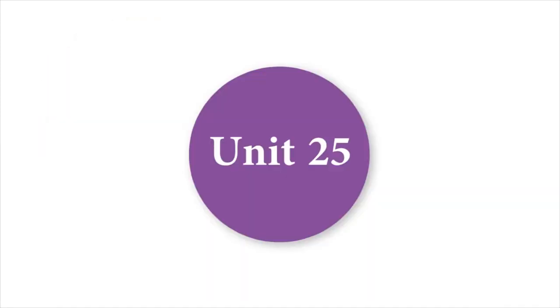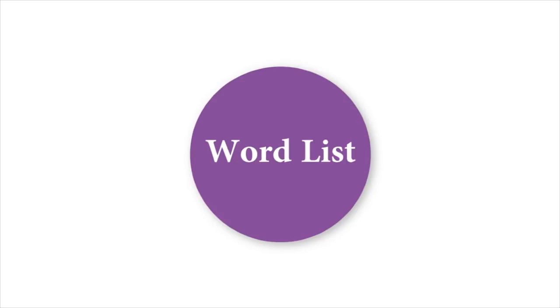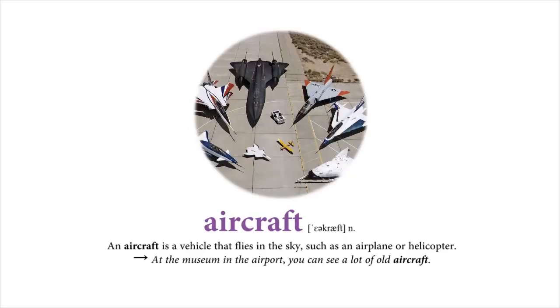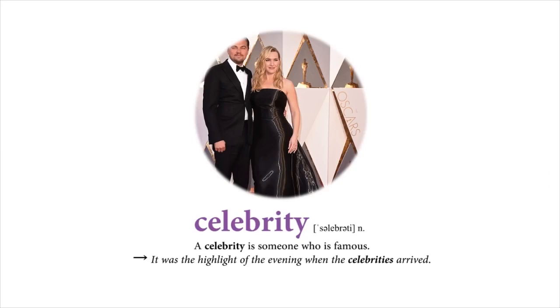Unit 25. Word list. Aircraft. An aircraft is a vehicle that flies in the sky, such as an airplane or helicopter. At the museum in the airport, you can see a lot of old aircraft. Celebrity. A celebrity is someone who is famous. It was the highlight of the evening when the celebrities arrived.